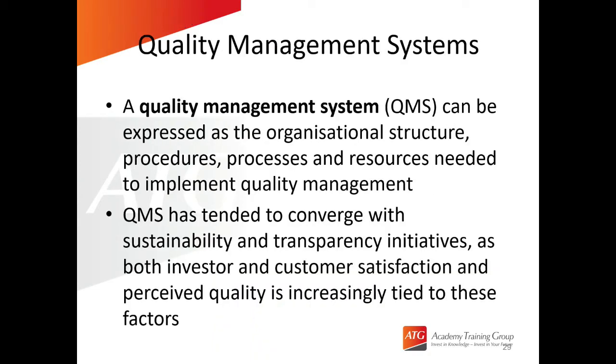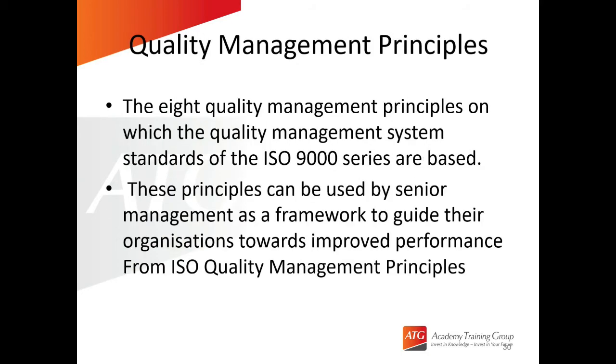Quality management systems. A quality management system can be expressed as the organizational structure, procedures, processes, and resources which are needed to actually implement quality management. QMS has tended to converge with sustainability and transparency initiatives, as both investor and customer satisfaction and perceived quality are increasingly tied to these factors.